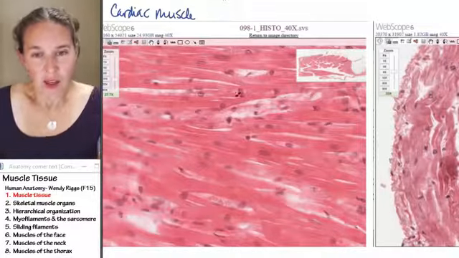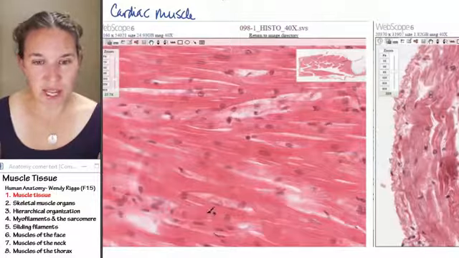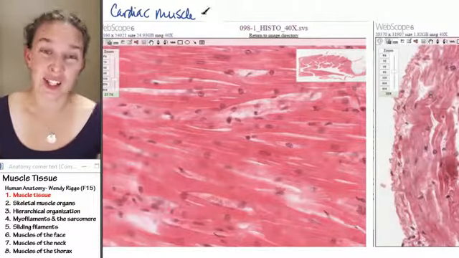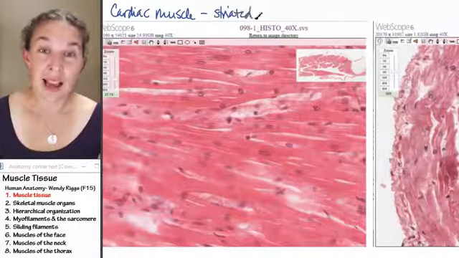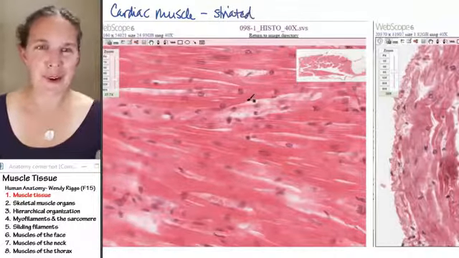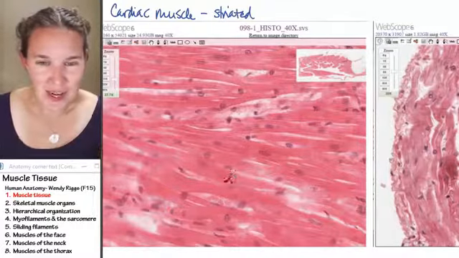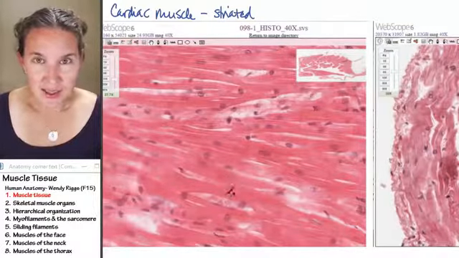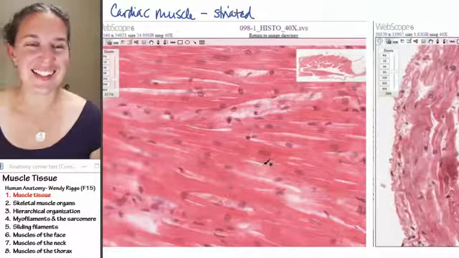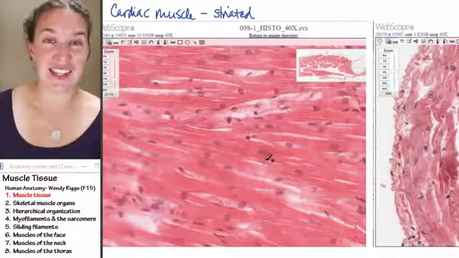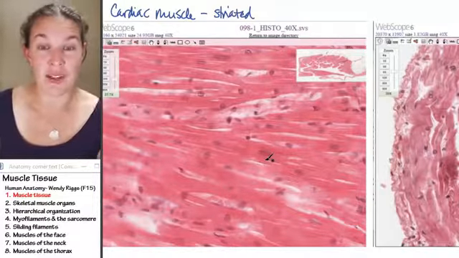And the deep breath that you're taking is, I'm just telling you, cardiac muscle is striated. When I look at this slide, I'm like, oh, of course it's striated. I can totally see the striations. But sometimes I think that in histology we can see the things that we know are already there.